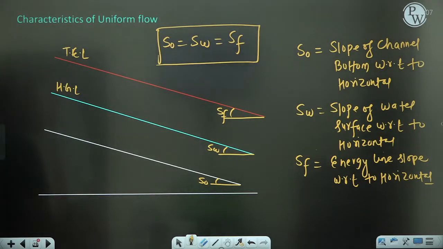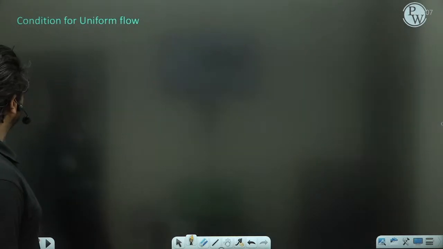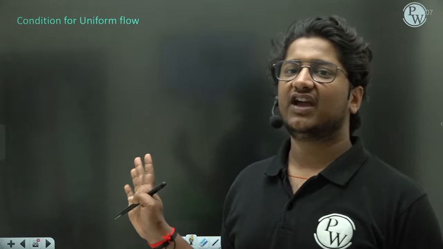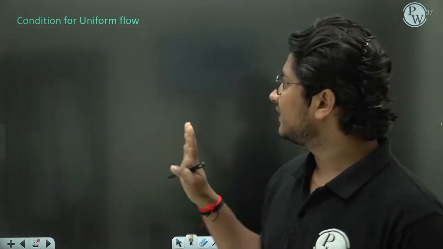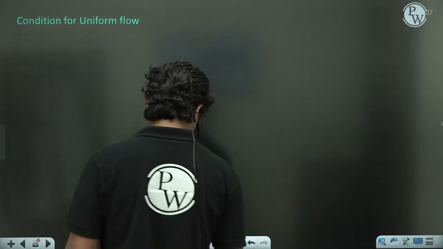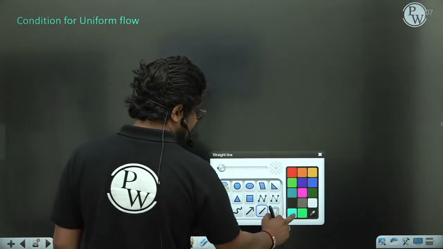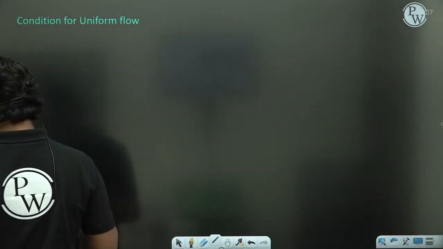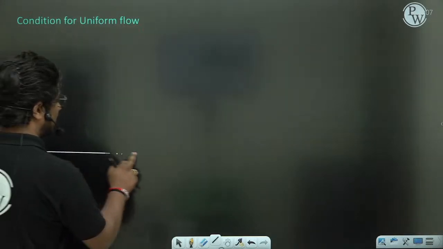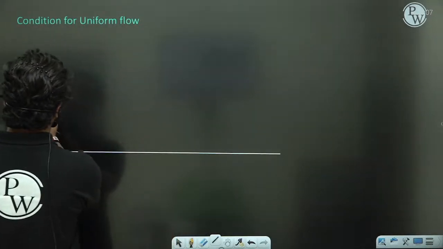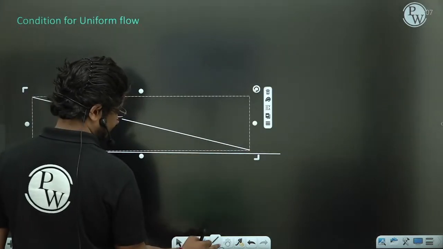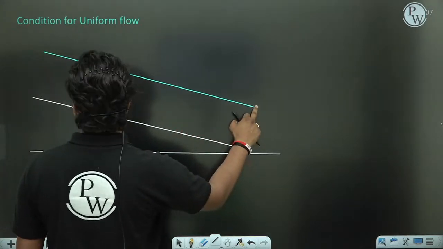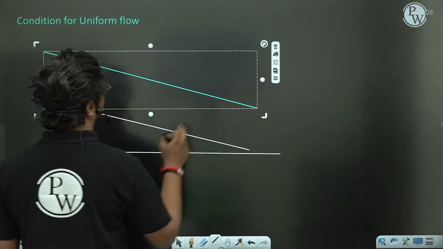Okay. So if you have noted down these things, then I'm going to the part we are calling conditions for the uniform flow. So just now we have understood the characteristics of uniform flow. Now we are going for the conditions for the uniform flow. Okay. So look at this first. This is the channel datum line. This is the channel bottom. This is the water surface line.